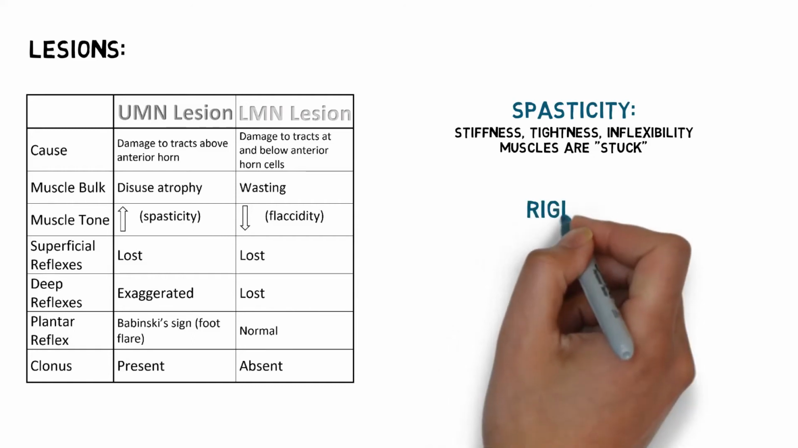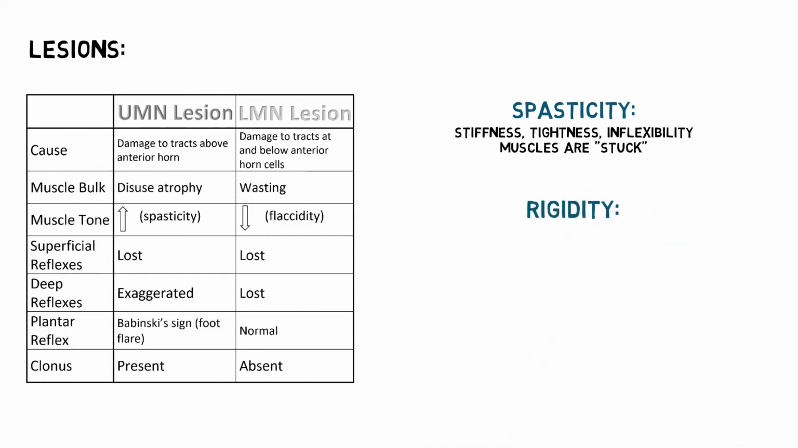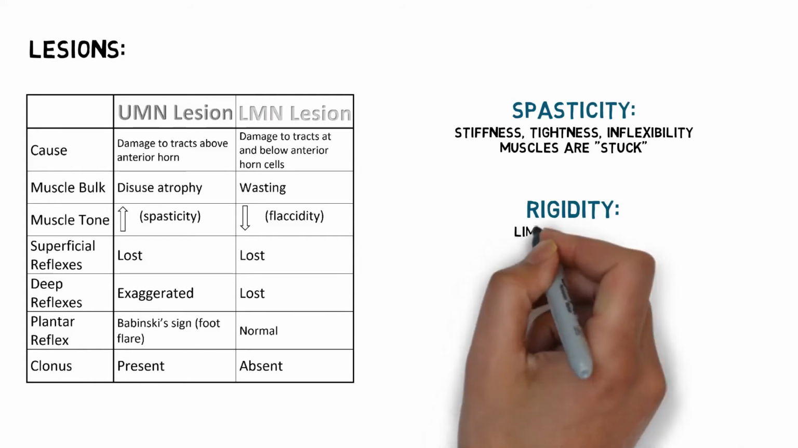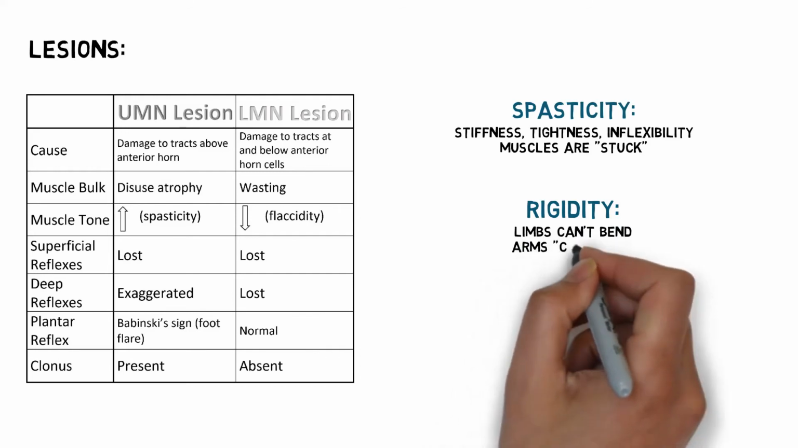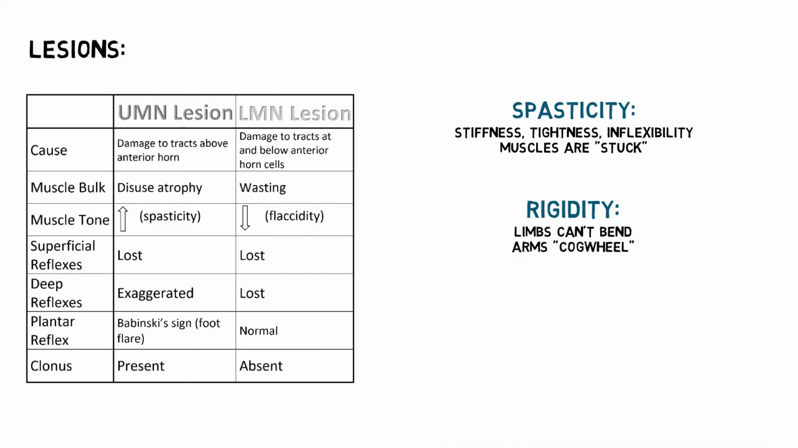Another symptom is rigidity. This is where the muscles are extremely stiff and the limbs are difficult to bend. In a physical exam, the physician may notice cogwheeling of the arms. Here, as the physician straightens a bent arm, the arm moves in a ratchet-like fashion, creating a jerky movement as if attached to a cogwheel.